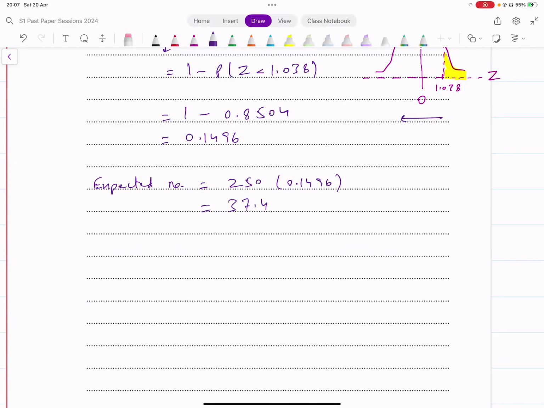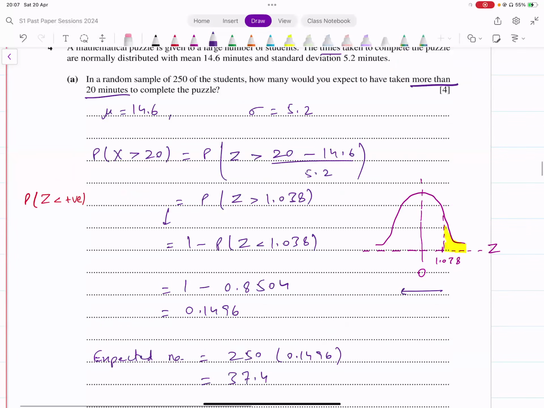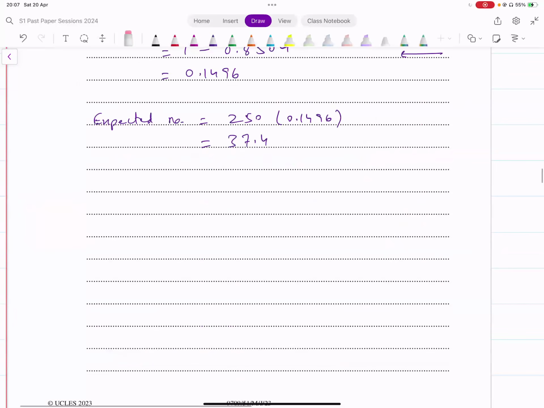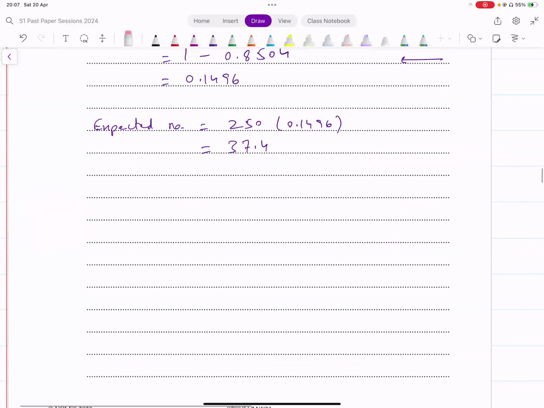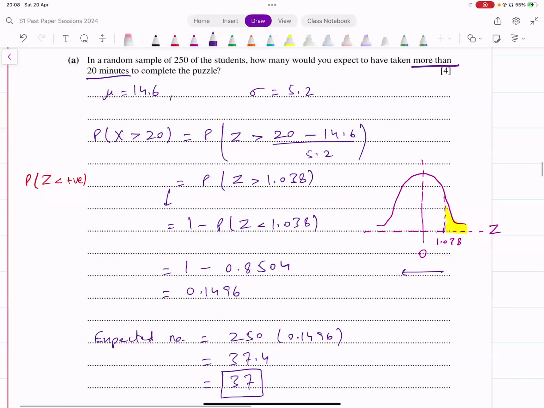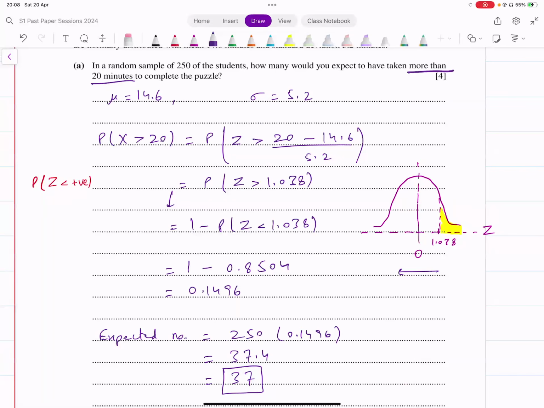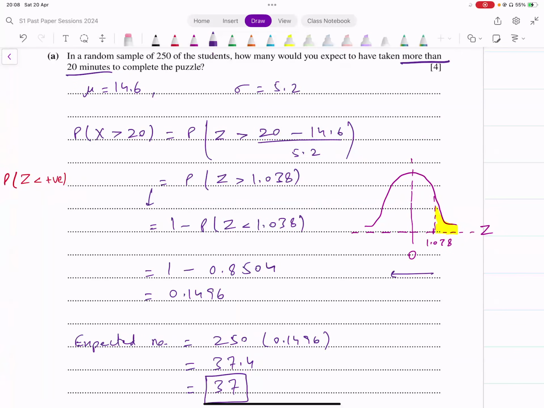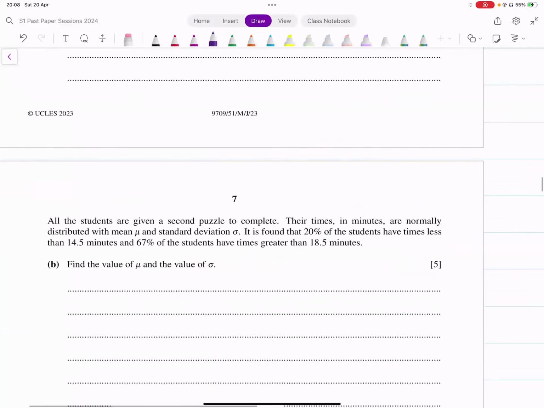However, remember, we're talking about number of students. Number of students cannot be decimals, right? So the expected number of students that we write at the end has to be an integer. So we have to round it off. What does 37.4 round off to? It rounds off to 37. So we should write 37 here. That's the expected number out of 250 that's expected to take more than 20 minutes to complete the puzzle. All right, that's what we were looking for. Let's move on. That was part A.